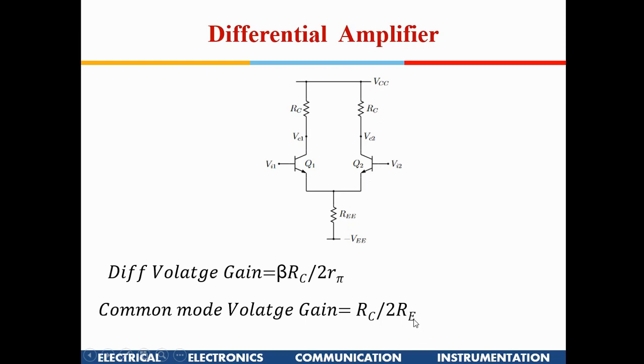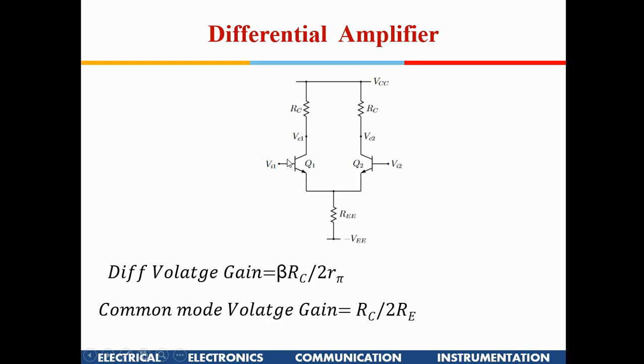So RC divided by RE, but I put a 2 out here. Why is this 2 here? Because when you give an input signal out here, common mode, this transistor also will contribute current, and this transistor also will contribute current into this resistor.